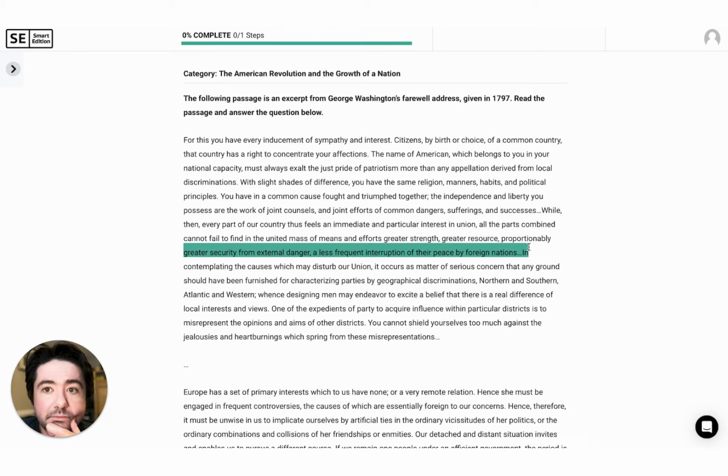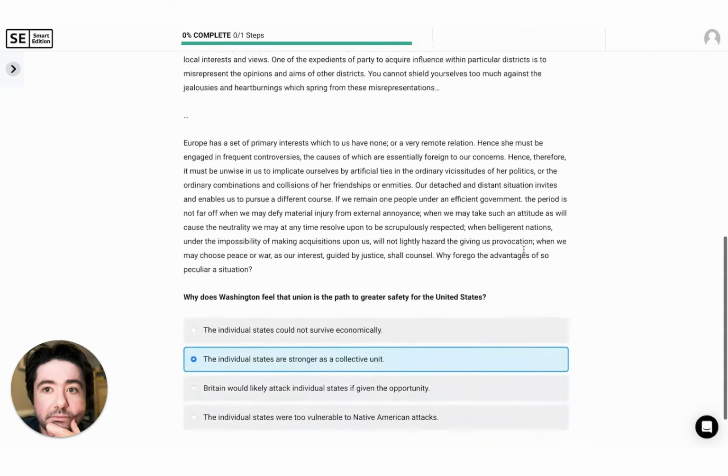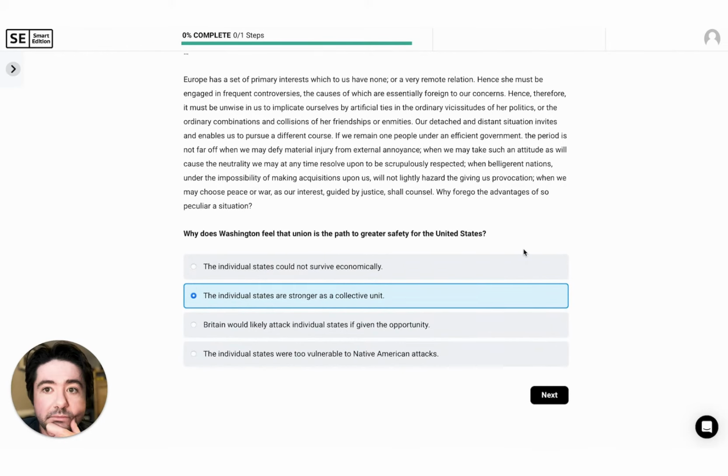What Washington is basically saying is that if we work together, we can survive as a young country. And that's exactly what he's talking about in this middle section of paragraph 1. We're better off working together as a collective unit than a confederation of independent states.